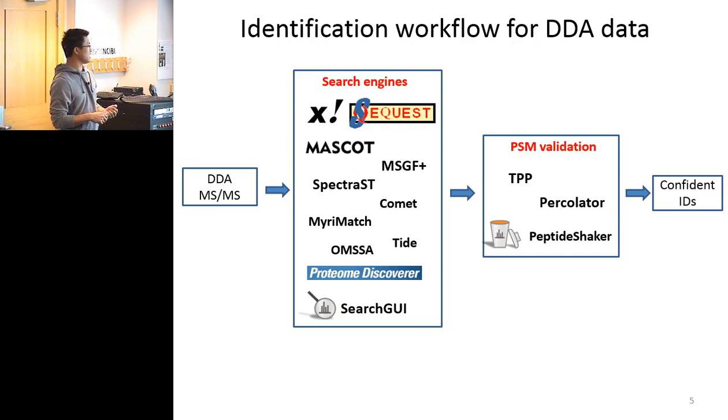Those DDA spectra can be searched by database search to identify peptides, and tools like TPP, Percolator, and PeptideShaker are the software packages that help you do the statistical analysis to estimate the false discovery rate. Once you have that, you can use these tools to identify the peptides and proteins for your data set, and estimate the FDR.